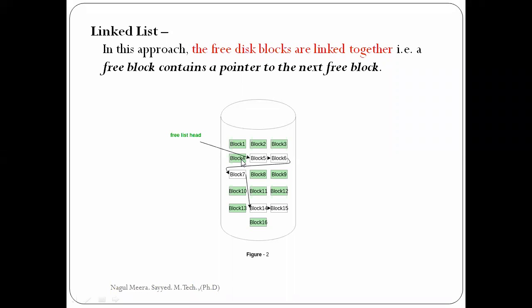Here there are two persons. One person is good. If we say one person is good, the remaining second person is automatically a bad person. In the same way, in this linked list notation, all empty blocks are linked together. That means one empty block is linked to another empty block.